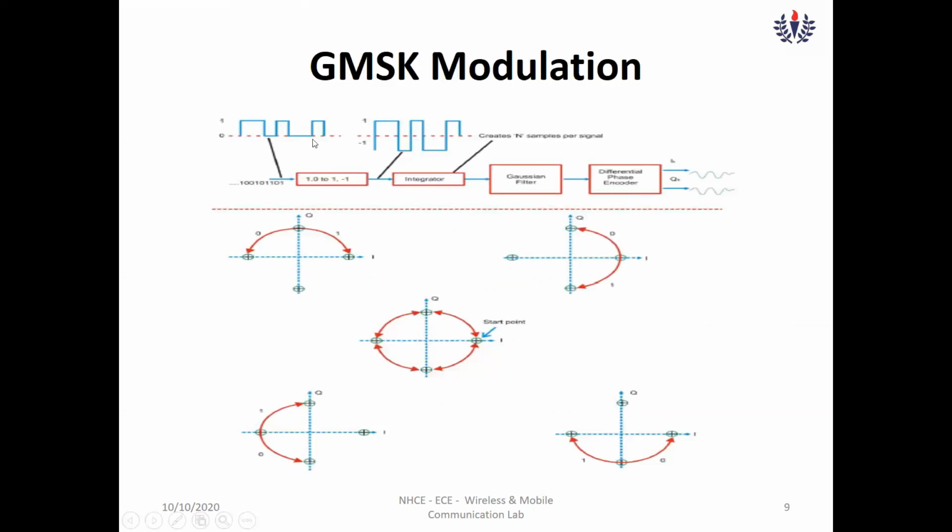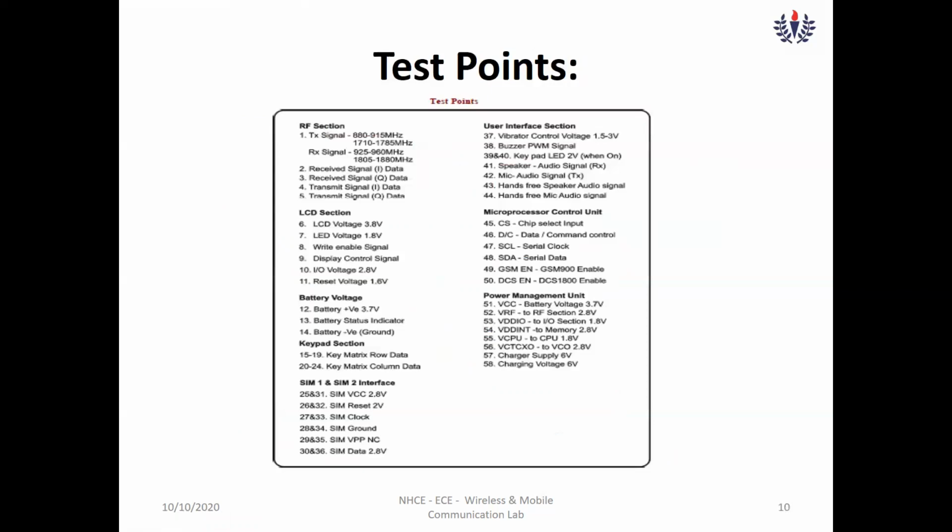You can see here this is the data to be transmitted and it is line coded, and we use an integrator to separate the n samples per signal, and then we have a Gaussian filter, and we have a differential phase encoder. For even I have one frequency, for odd I have another frequency, and more technically it is said that the in-phase and quadrature phase components are considered. And finally, this is our 58 test points from which we can observe the signal.